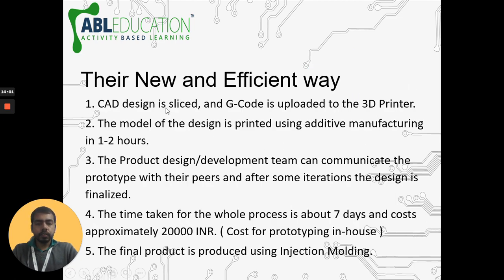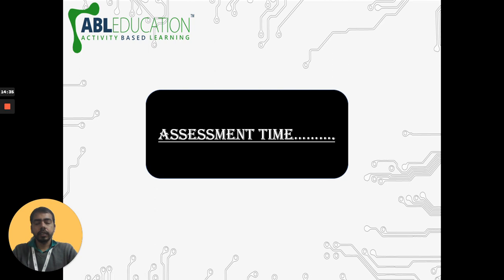The same thing is shown here, what I have told you: CAD design, slicing, G code, uploading to the 3D printer. You can print your model in 1 to 2 hours, and if the model is bigger, maybe in one day at maximum. So the design and development teams can communicate with each other and finalize the model faster, and you can save a lot of money and time. That's what it is trying to say.